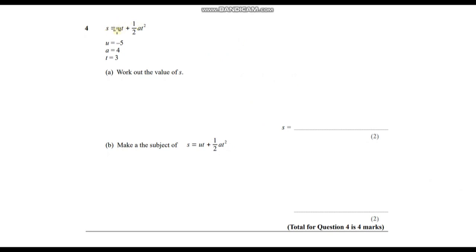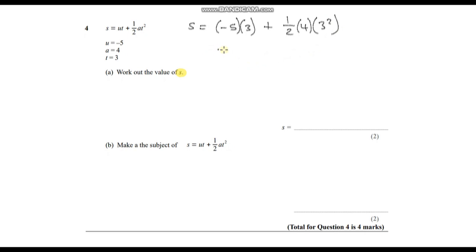Question 4. We've got the formula S equals UT plus half AT squared, and we're given values for U, A and T. We need to work out the value of S. So we're going to substitute our values for U, A and T into our formula to give us our value for S. So S is equal to U times T, so it's -5 times T, which is 3. And then we're going to add on a half times A, where A is 4, times T squared, where T is 3. So we're going to times that by 3 squared.